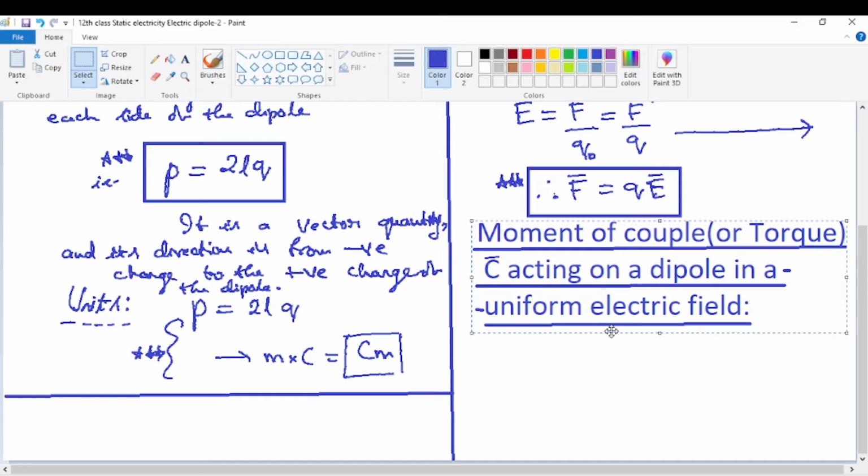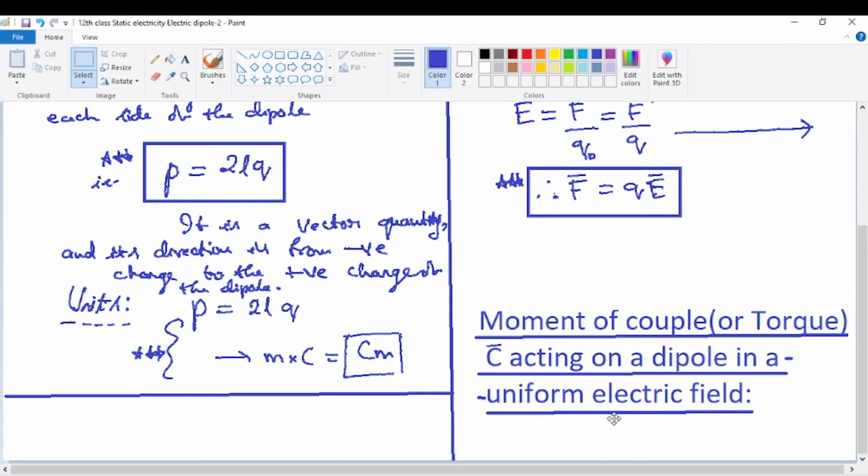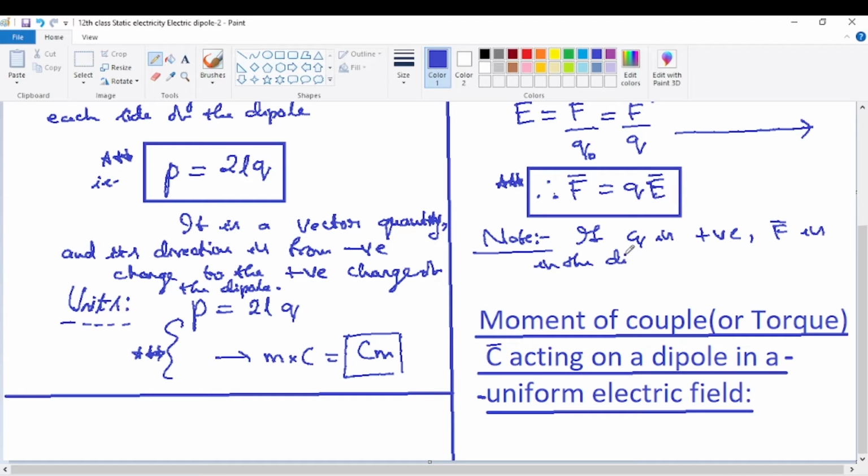That's also very important, so it can be taken as a note point. Note: if Q is positive, F is in the direction of the field. If Q is negative, F is opposite to the field.